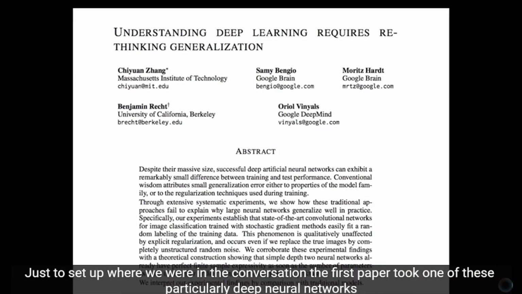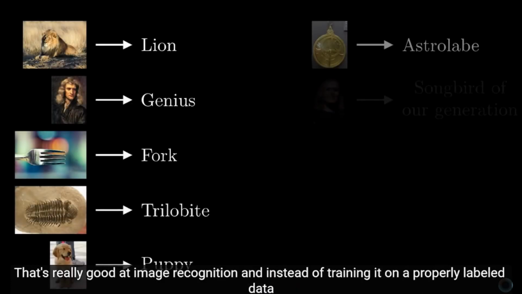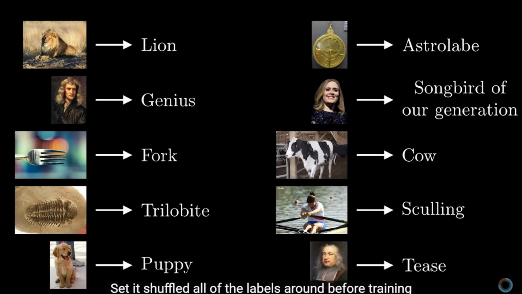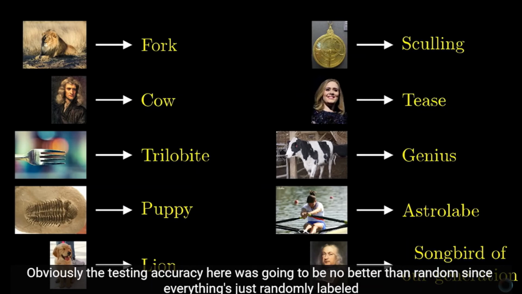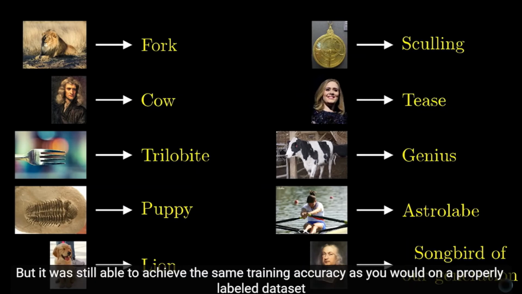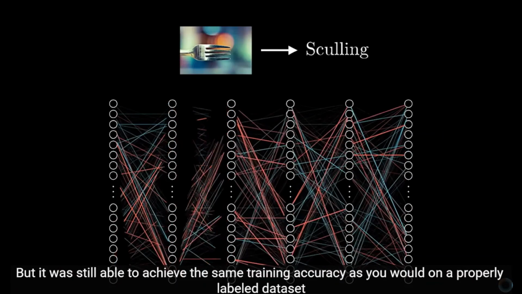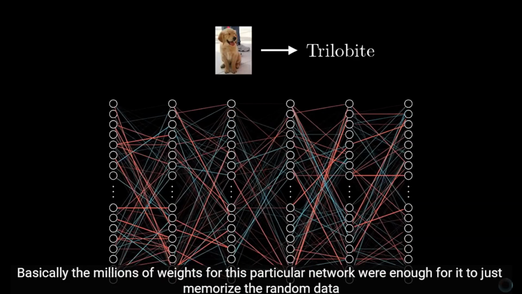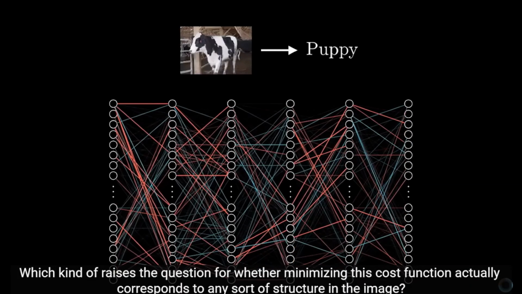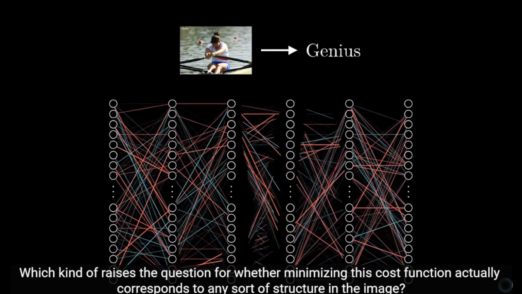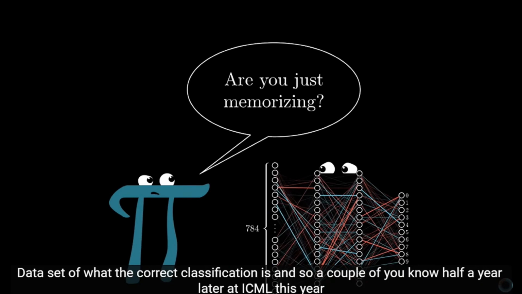Just to set up where we were in the conversation, the first paper took one of these particularly deep neural networks that's really good at image recognition, and instead of training it on a properly labeled dataset, it shuffled all of the labels around before training. Obviously, the testing accuracy here was going to be no better than random, since everything's just randomly labeled. But it was still able to achieve the same training accuracy as you would on a properly labeled dataset. Basically, the millions of weights for this particular network were enough for it to just memorize the random data, which kind of raises the question for whether minimizing this cost function actually corresponds to any sort of structure in the image, or is it just memorization? Memorize the entire data set of what the correct classification is.